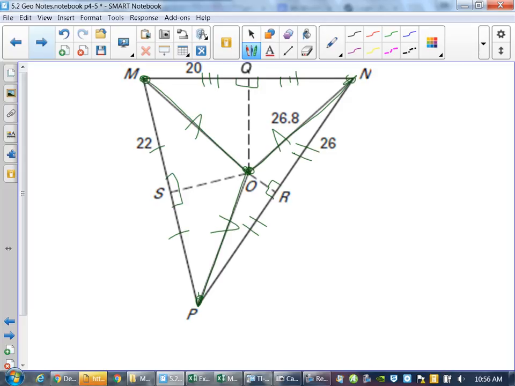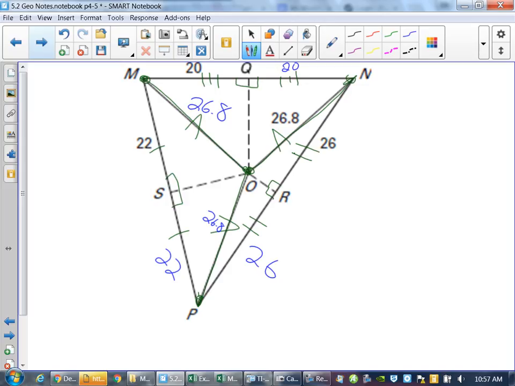Well, if MQ is 20, what's QN? 20. NR is 26, what's RP? 26. 22 and? This diagram doesn't have anything. Guys, come on. If ON is 26.8, what is OM? What is OP? Yes. Well, we'll have homework eventually.